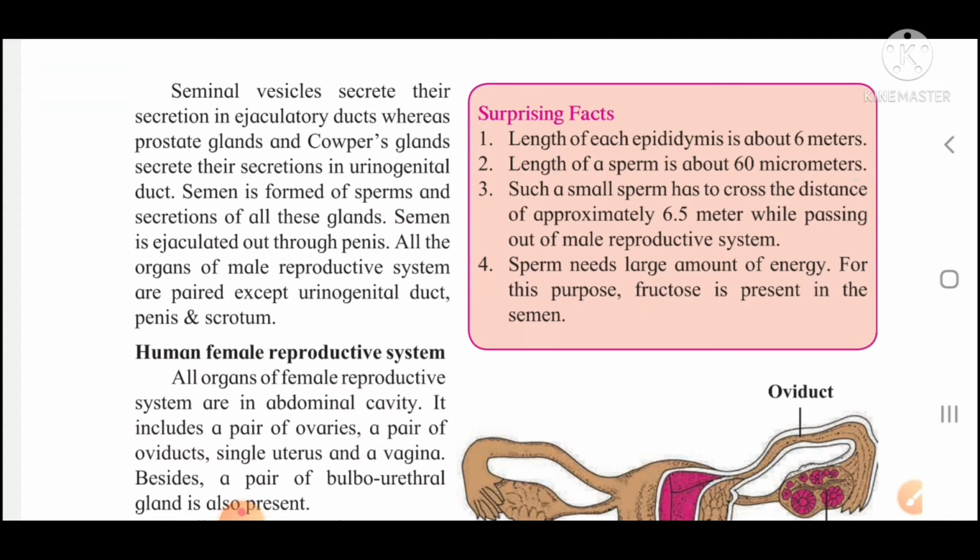Such a small sperm has to cross the distance of approximately 6.5 meters while passing out of the male reproductive system. Sperm need a large amount of energy. For this purpose, fructose is present in the semen. See, because of this, sperms require a large amount of energy. इनके लिए sperm को इतना लंबा travel करना है, तो sperm को बहुत ज़्यादा energy की ज़रूरत होती है, तो उसे energy मिलती है fructose से.